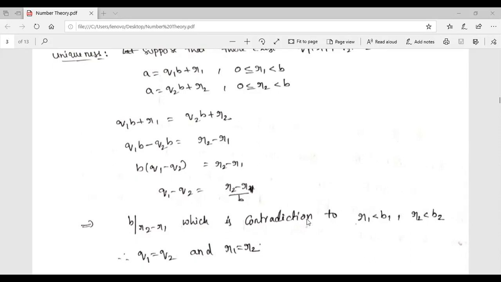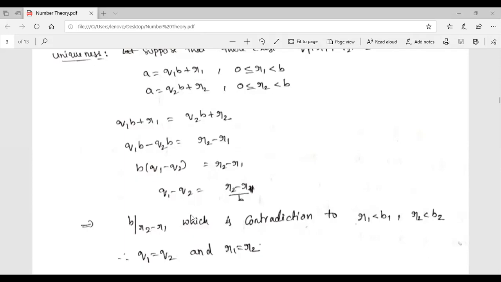to r1 less than b and r2 less than b. So here the condition is r1 less than b, r2 less than b. It is given that b divides r2 minus r1, which means the numerator value is small when compared with the denominator. So this is not possible, which is a contradiction.